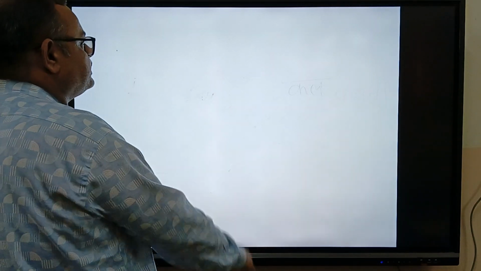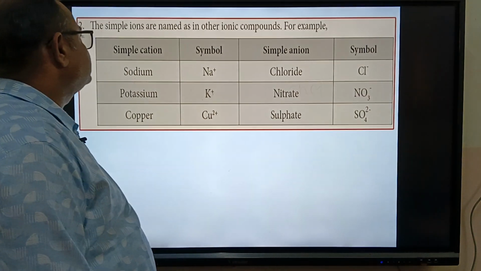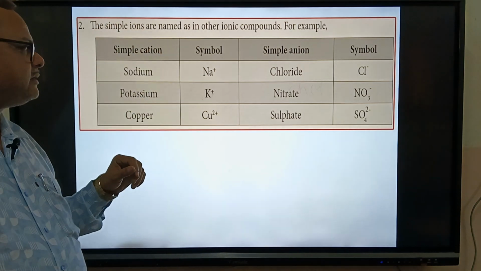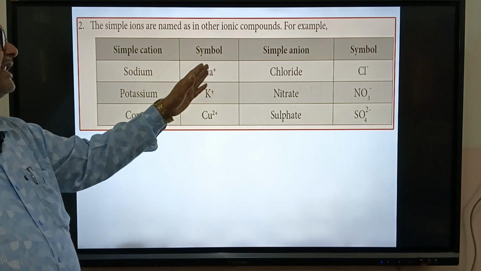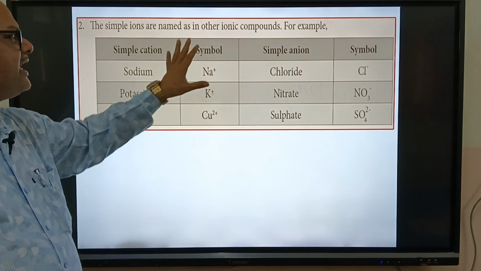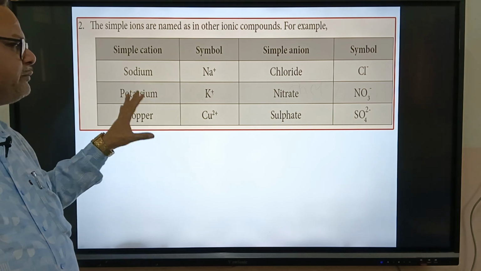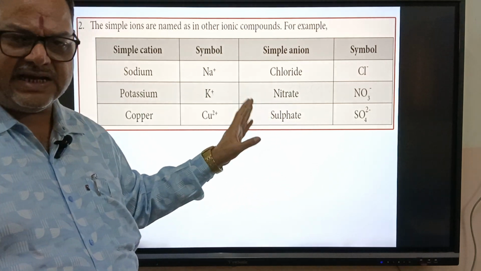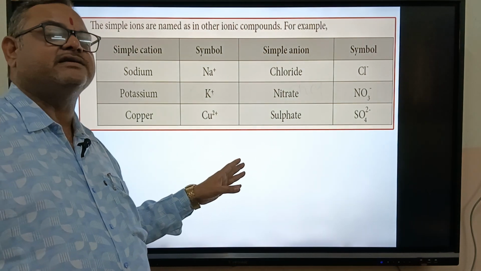Then comes the second point, which says the simple ions like Na+, K+, Cu2+ have simple names: sodium, potassium, copper, or chloride, nitrate, sulfate, etc., when present as a counter ion.